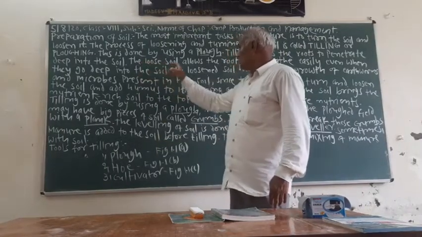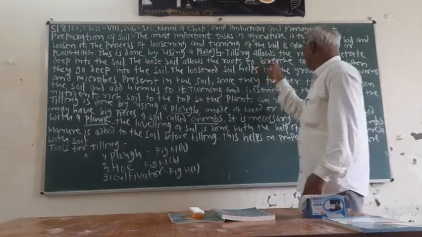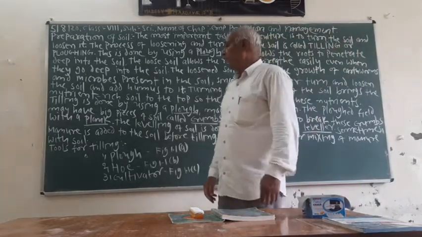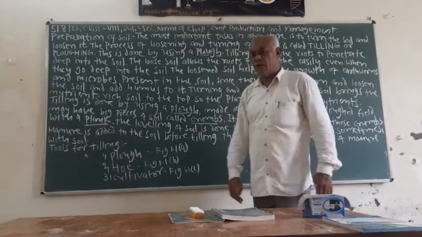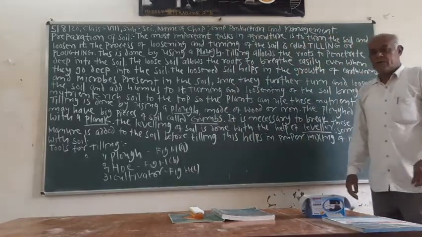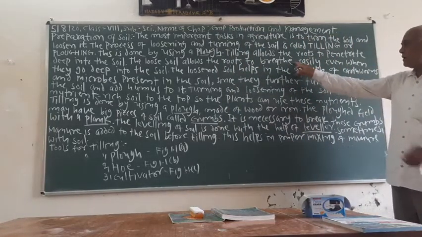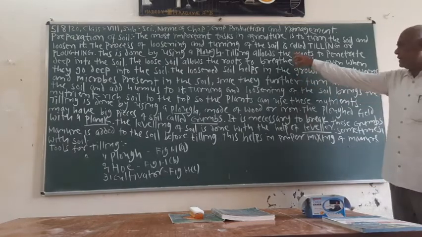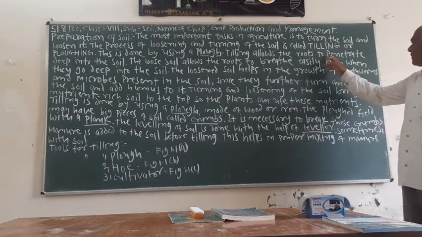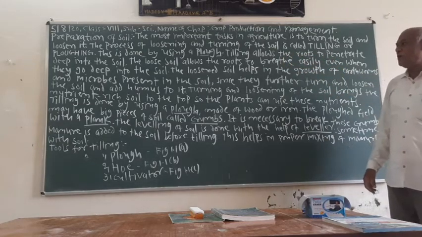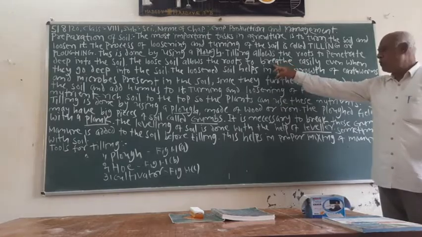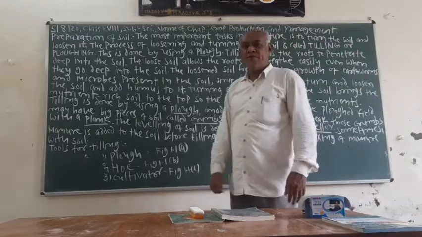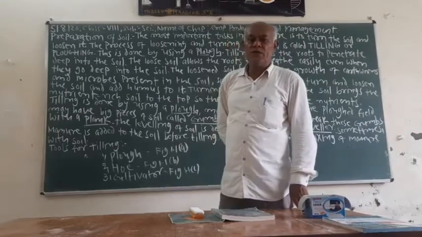The loose soil allows the roots to breathe easily even when they go deep into the soil. We loosen the soil by the process of tilling. Tilling allows the roots to penetrate deep into the soil, and the loosened soil allows the roots to breathe easily because air ventilation is possible in the loosened soil.